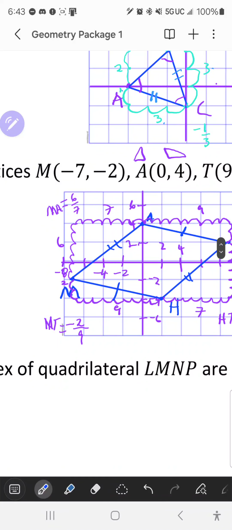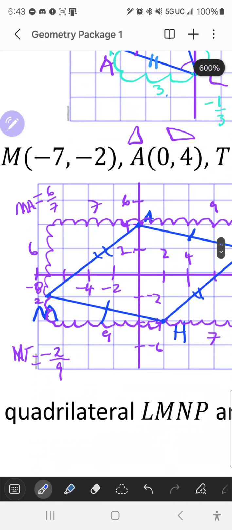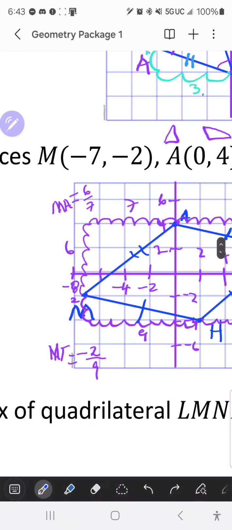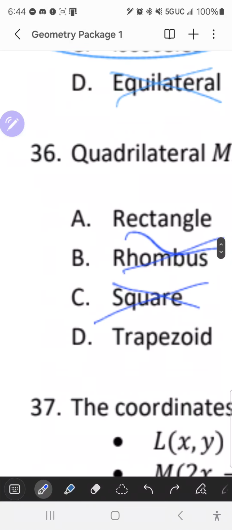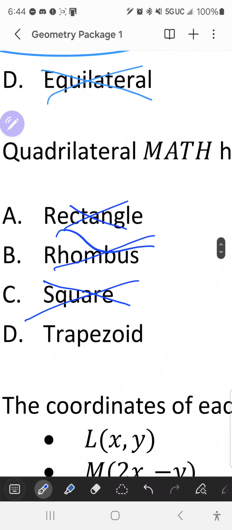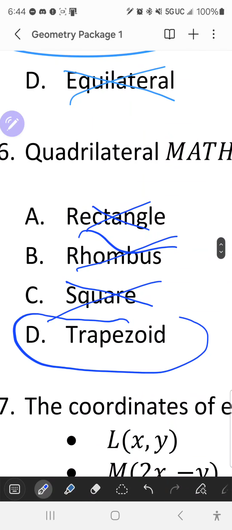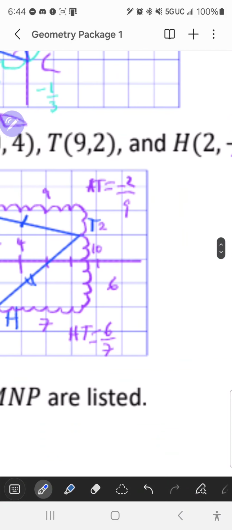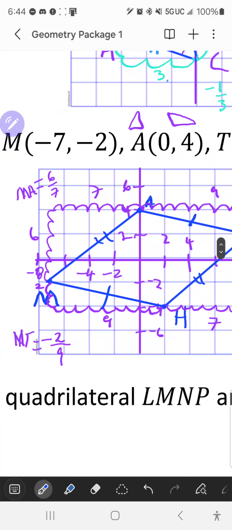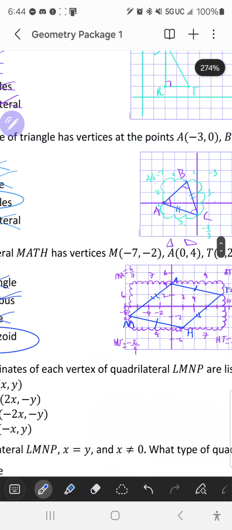Now for it to be a rectangle, this angle will need to be perpendicular, and as you can see, the slopes are not opposite and reciprocal, so this is not a right angle, I'm sorry. So this is not a rectangle. All we have left is a trapezoid, and it has at least one pair of parallel sides, so the correct answer is a trapezoid.